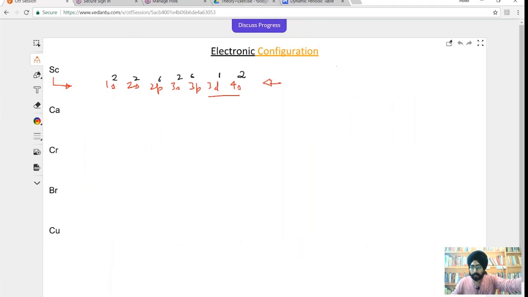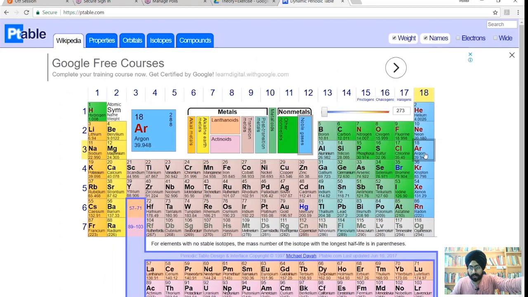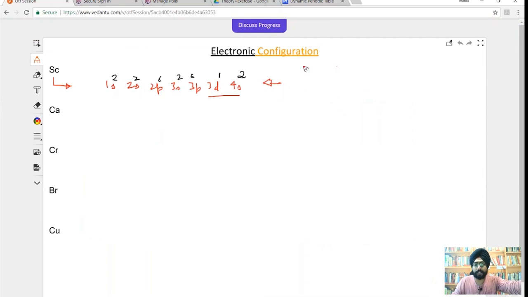Anyway, look at the periodic table. Argon is the noble gas that comes right before scandium. So you can write the electronic configuration in this manner as well. Argon, and then whatever is remaining, that is 3d1, 4s2. Okay, you will have a 3s as well, 3s2.